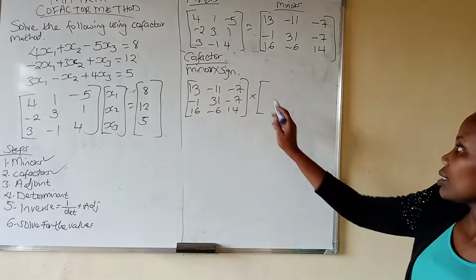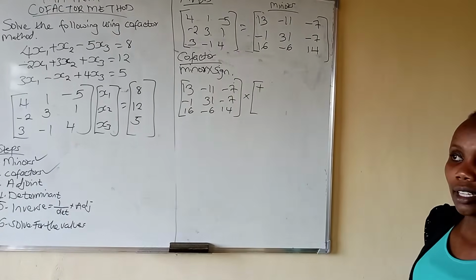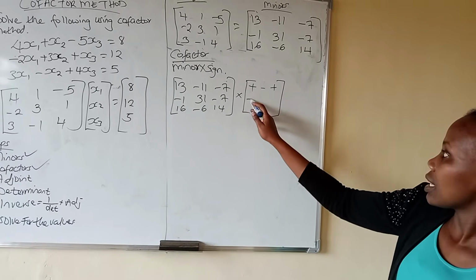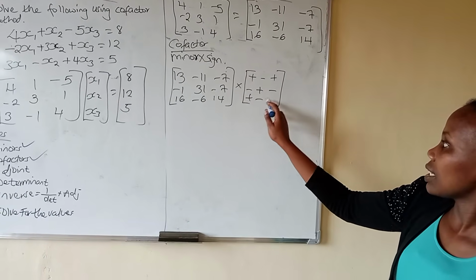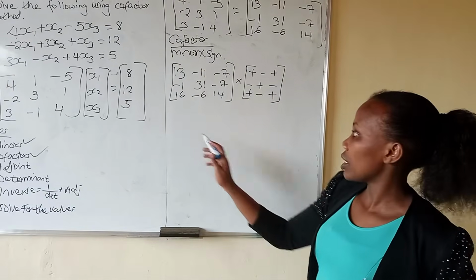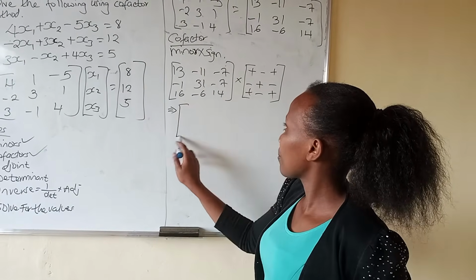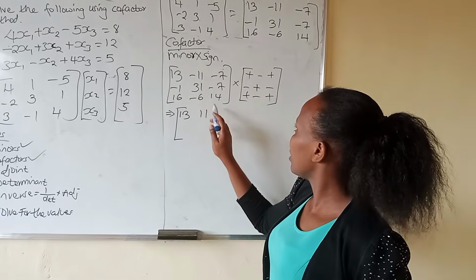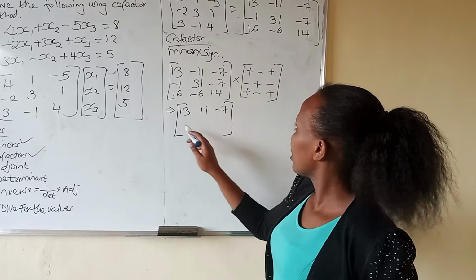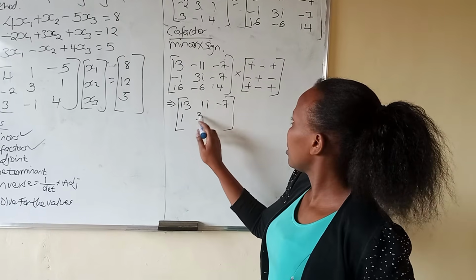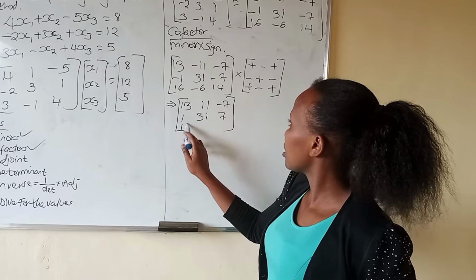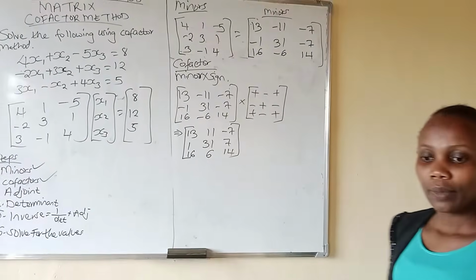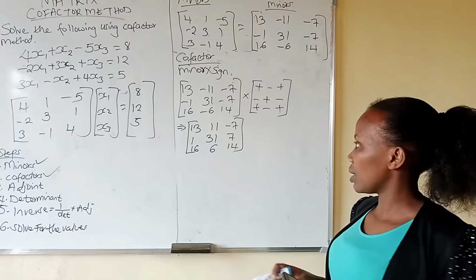To multiply with the signs, you are supposed to start with a positive sign. Then they alternate: negative, positive, negative, positive, negative, positive, negative, positive. So that you are able to get the cofactors. So this is going to be 13, negative 11 times negative, that's 11, negative 7, 1, 31, 7, 16, 6, and 14. Now that is the cofactor that you are going to get.